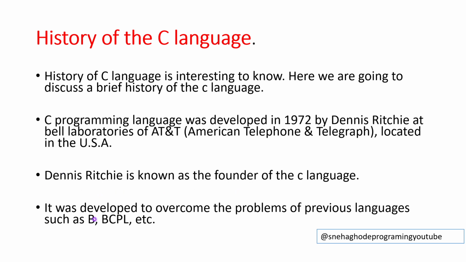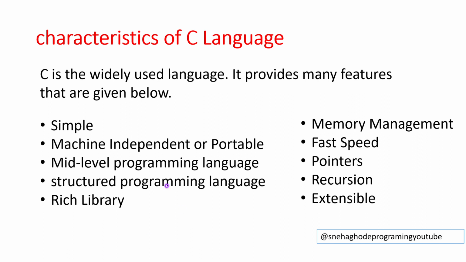It was developed to overcome the problems of previous languages such as BCPL and COBOL. There are so many languages, and C is a more evolved language. Hope this is clear for everyone. Now we are going to see the characteristics of the C language. C is a widely used language and it provides many features that are given below.